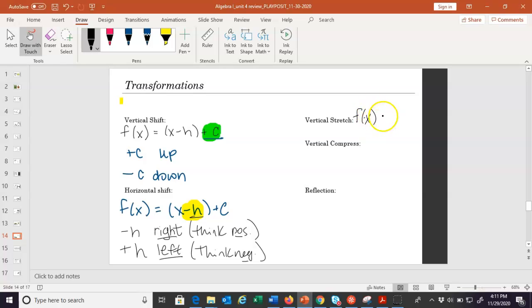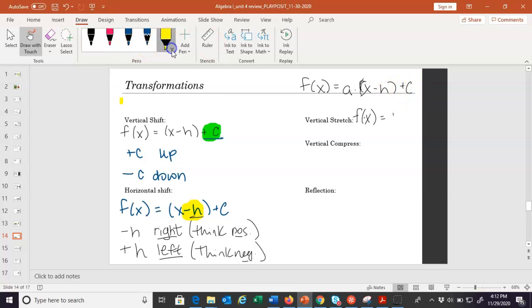Whoops. I'm just going to give you like, oh, we can do it this way. Okay, here. F of x equals a times some function. About that, you may have heard my daughter Sophia.